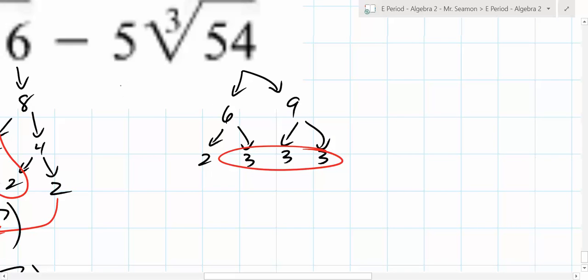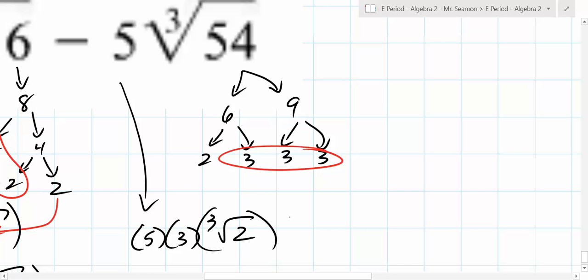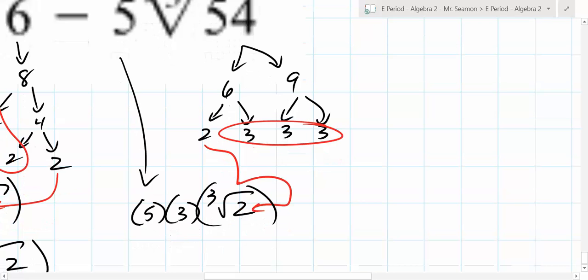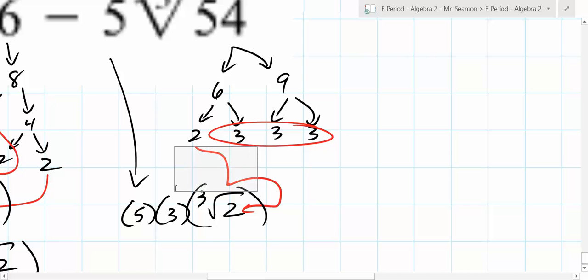Oh, look at this. And there's a 5 out front, right? So you pull out a 3, and you're left with the cube root of what? Cube root of 2, right? It's 2 right there. See? This 3 went right there, and that 5 went right there.